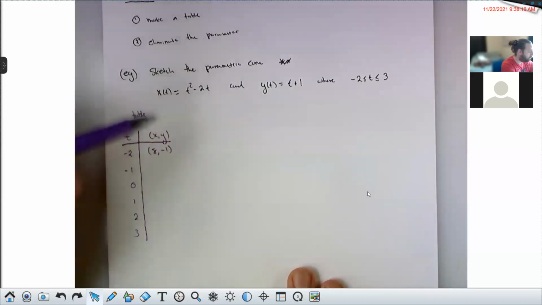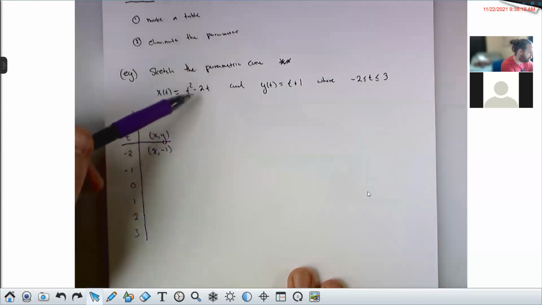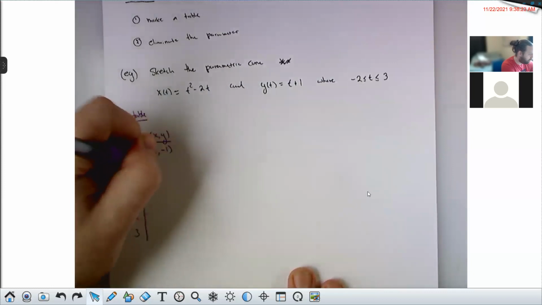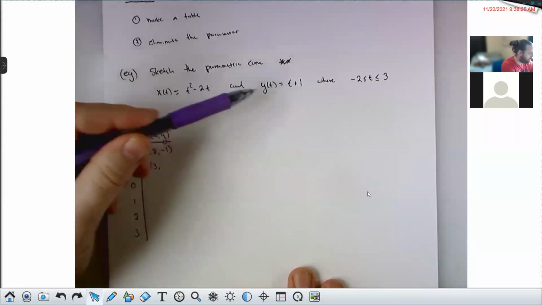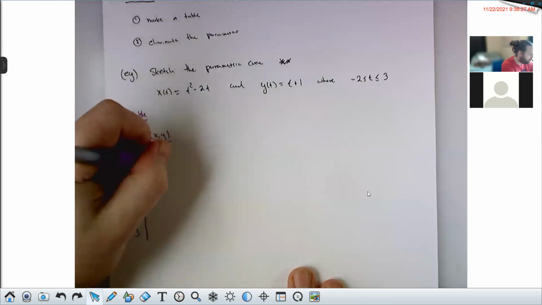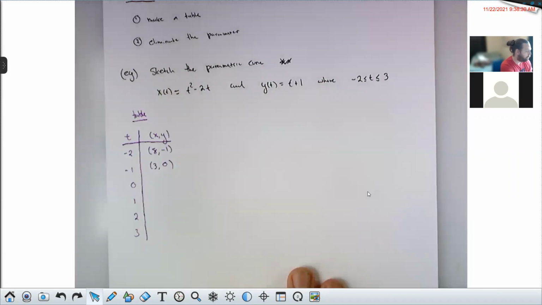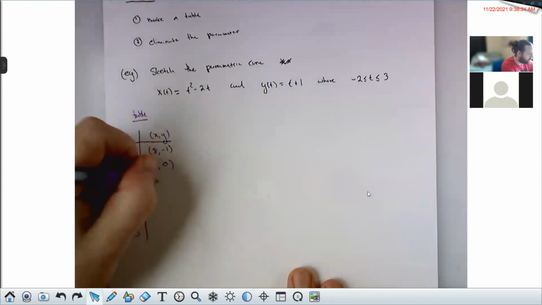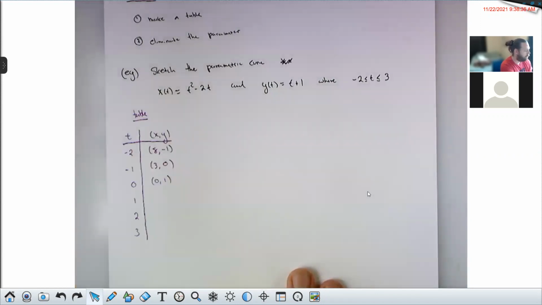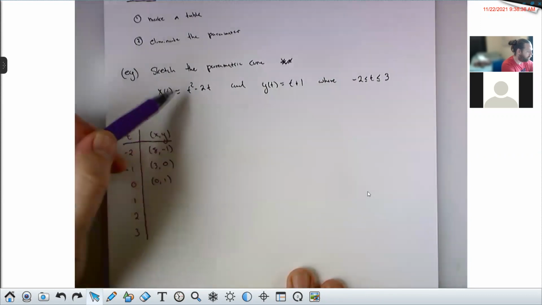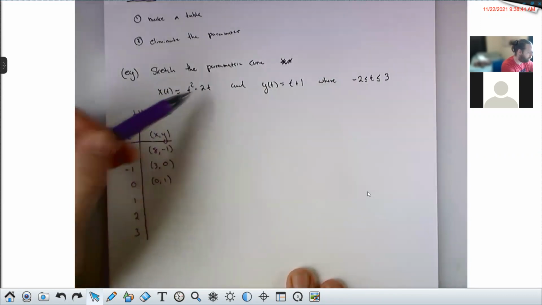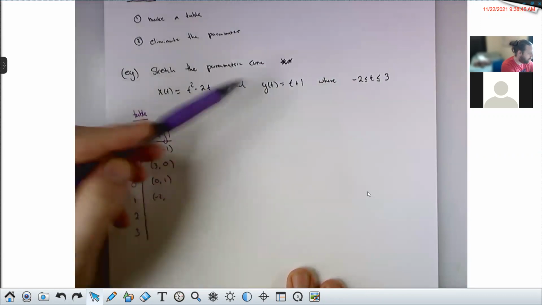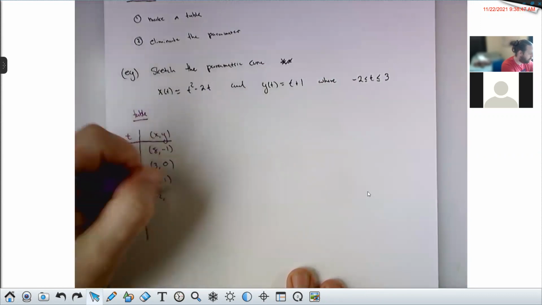When t is equal to -1, x is -1 squared minus 2 times -1. That's 1 plus 2 is 3. And y is -1 plus 1, which is 0. When t is 0, x is 0 and y is 1. When t is 1, x is 1 squared minus 2 times 1, is 1 minus 2 is -2. And y is 1 plus 1, which is 2.